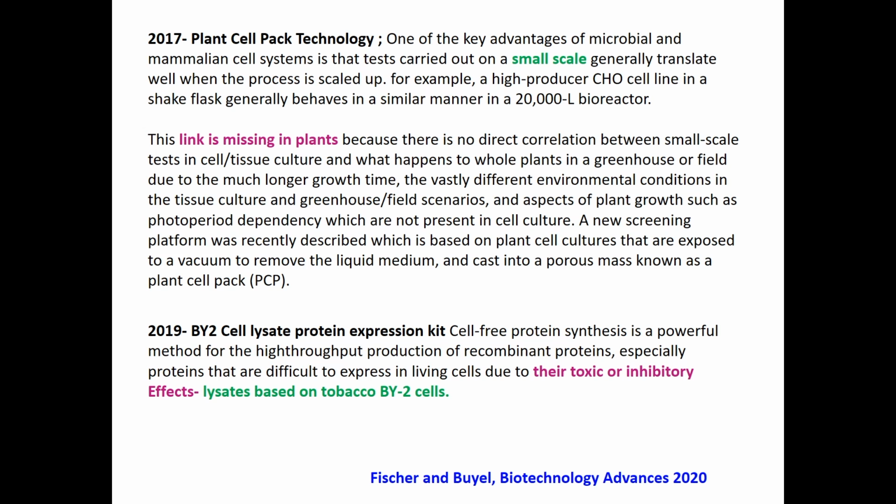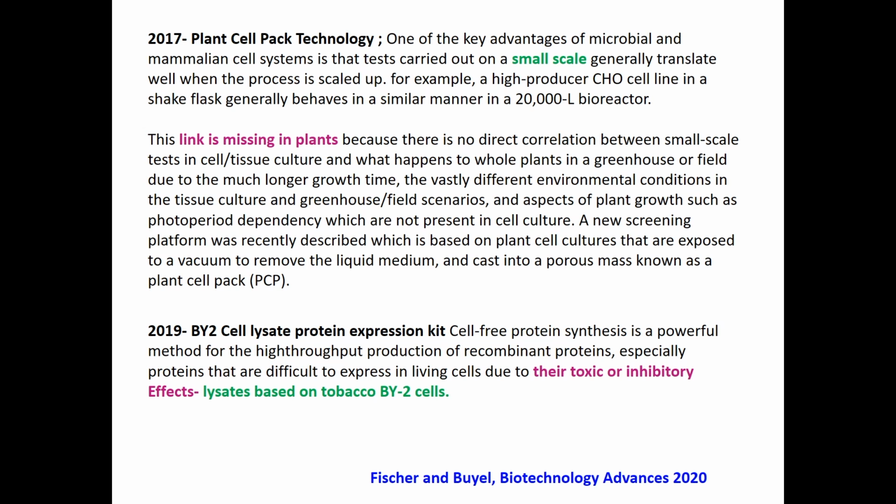The link is missing in plant system because there is no direct correlation between small scale test in a cell or tissue culture and what happens to the whole plants in a greenhouse or field, due to the much longer growth time, the vastly different environmental conditions in the tissue culture and greenhouse and field scenarios, and aspects of plant growth such as photoperiod dependency which are not present in the cell culture.